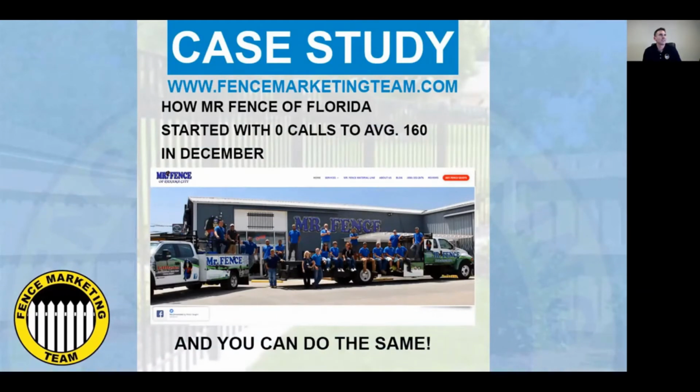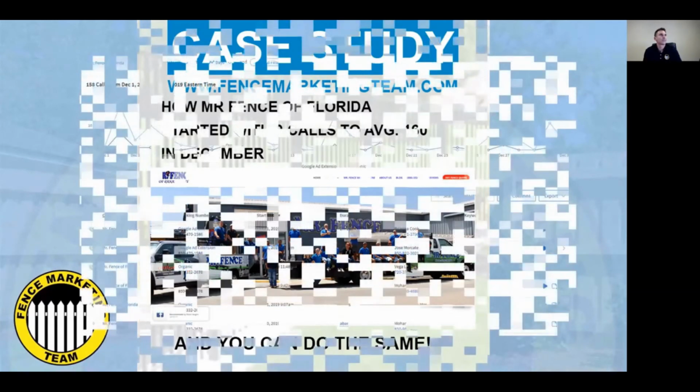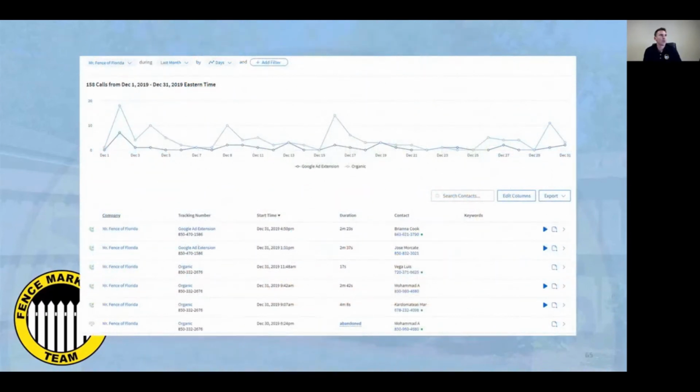Another case study, Mr. Fence of Florida. They opened up a new shop there. 0 calls, went to an average of 160 in December. And you can do the same. Here's their call report, 158 calls to be exact in the month of December, which is seasonally a very slow time for everyone. But they still pulled through, brand new out there.